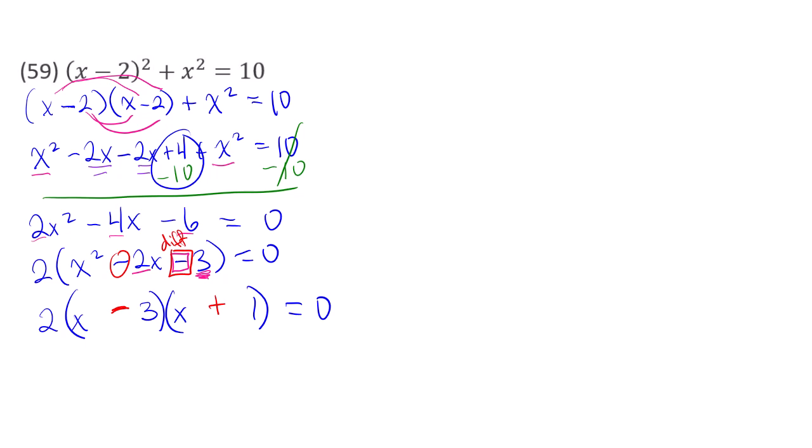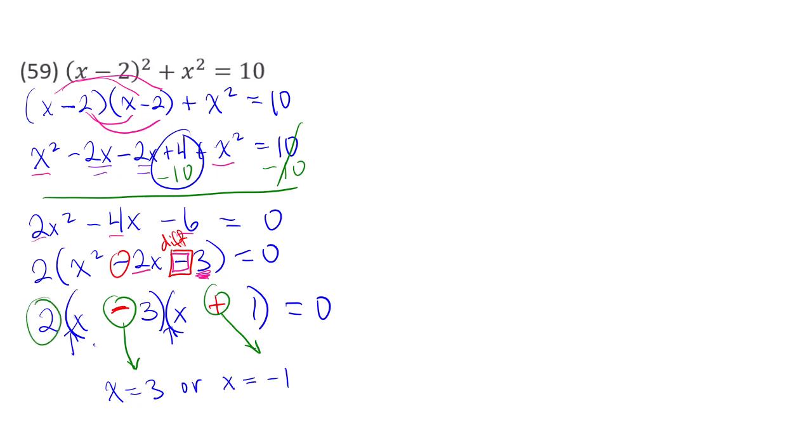Now we just have to get the answers. Remember that if there's no coefficient in front, then all you have to do is change these signs. So x equals positive 3 or x equals negative 1. Notice how we change the signs there. It went from a positive to a negative, and from a negative to a positive.